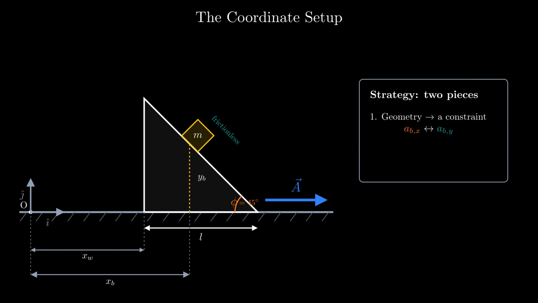First, geometry. Because the block must stay on the moving surface, its horizontal and vertical accelerations are locked together by a constraint. Second, forces. Only gravity and the normal force act, so Newton's second law finishes the job.